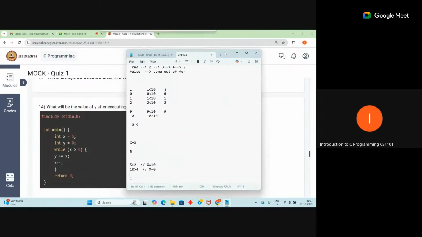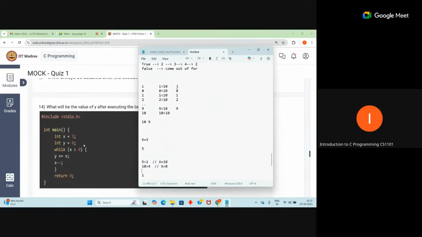Next question. X value 5, y value 0. And a while loop. How will the while loop execute? While condition or expression. These are smaller case letters. So this is the body of the loop.